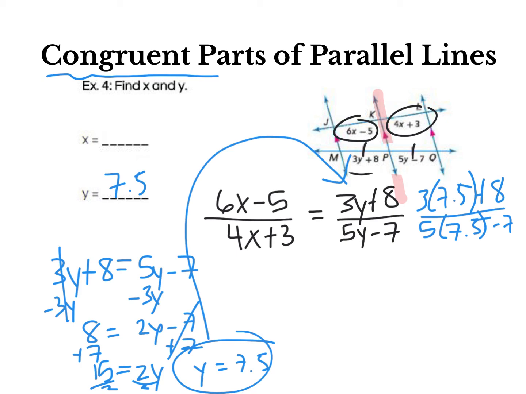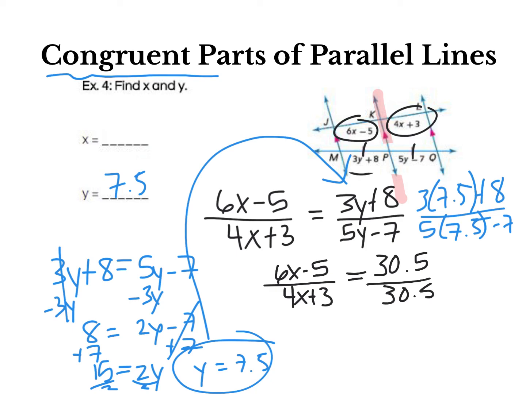So on the left side, I have 6x minus 5 over 4x plus 3 equals, the right side, I simplify it, I get 30.5 over 30.5. Right? So now that I only have one variable, I can cross multiply and solve for x.